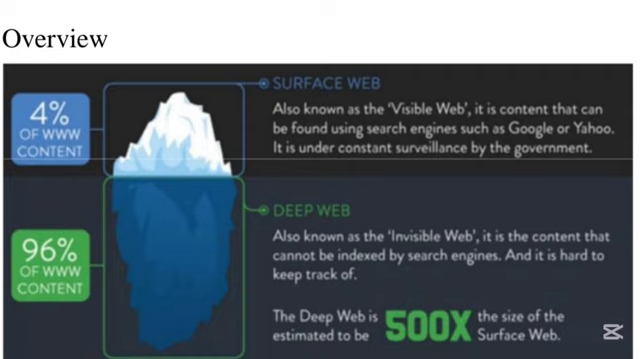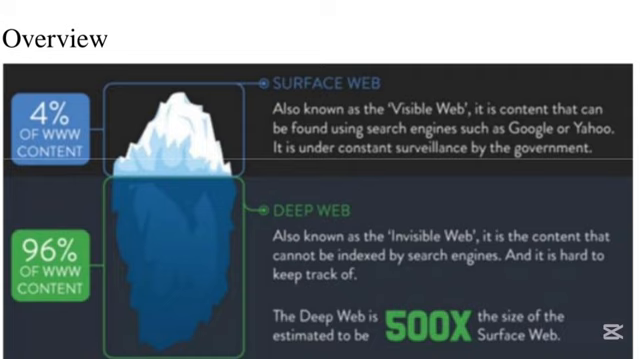Now, the deep web, also known as the invisible web, is the content that cannot be indexed by a search engine, and it is hard to keep track of. That is how the deep web is. Let me say the deep web.